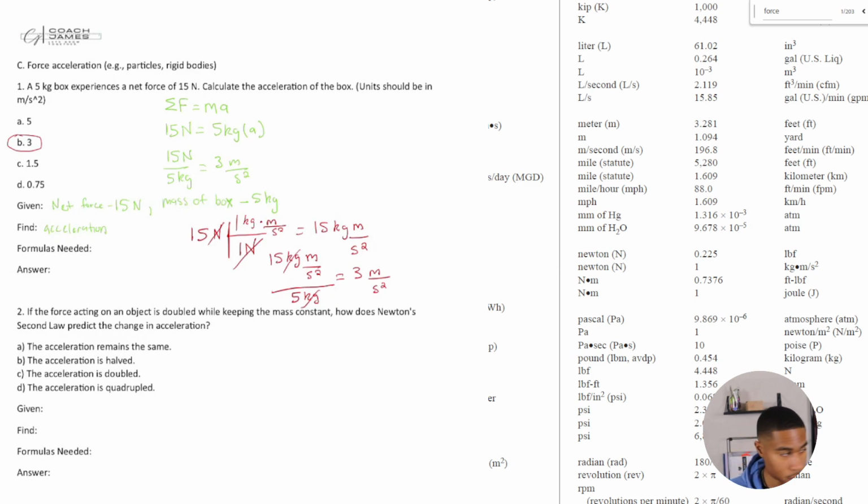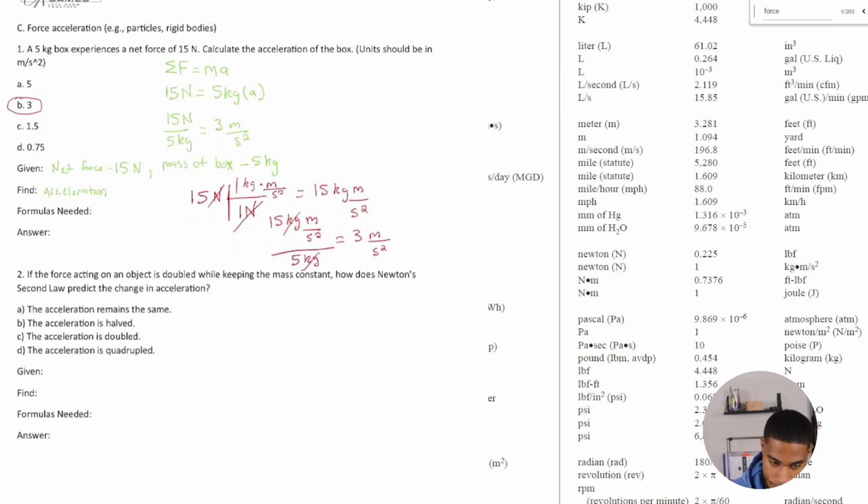Let's look at 2. If the force acting on an object is doubled while keeping the mass constant, how does Newton's second law predict the change in acceleration?